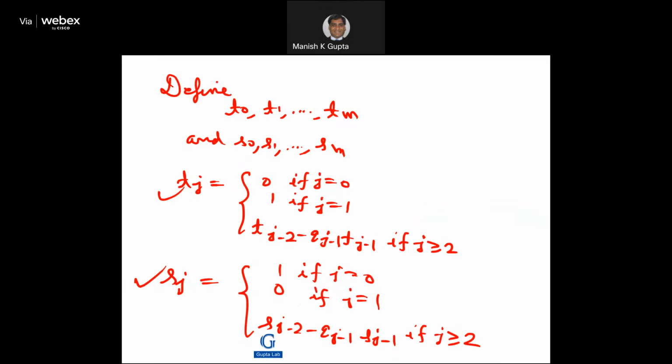Similarly, there are numbers Sj. So S0 is equal to 1, S1 is equal to 0, and for higher orders, S3, S4, S5, we obtain them like this. These are the two expressions. By the way, when you do this, one would like to see what the intuition is about these numbers, why we are trying to do these calculations. Anyway, that is the important thing to think about.